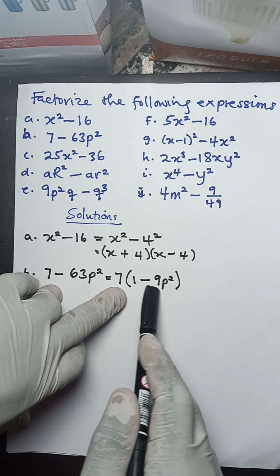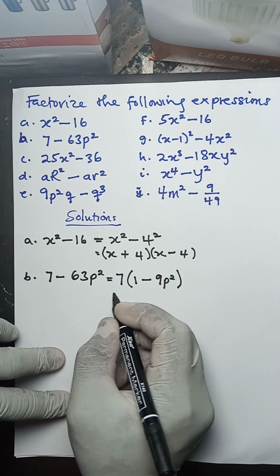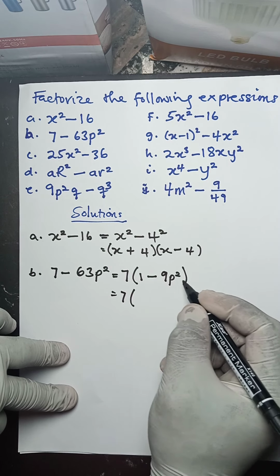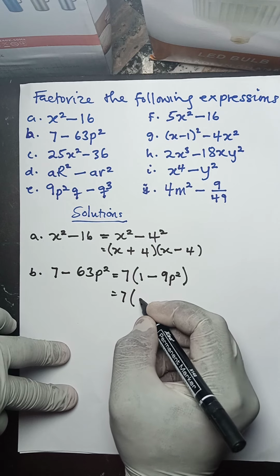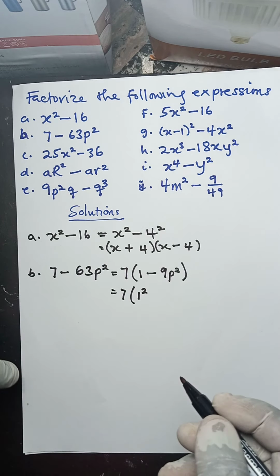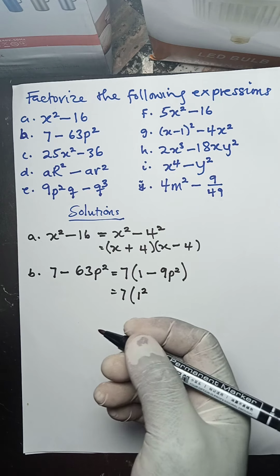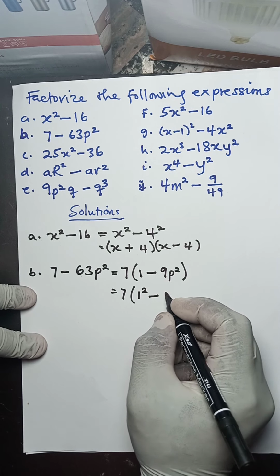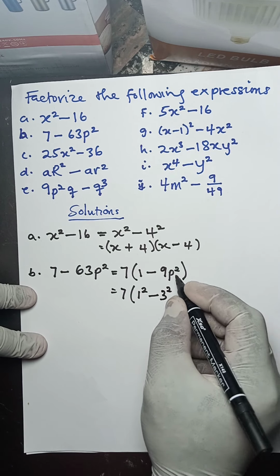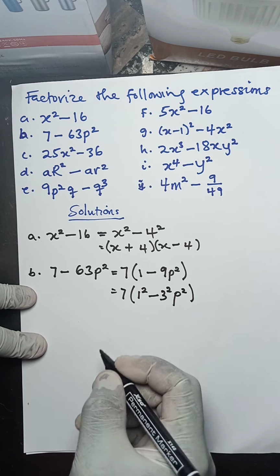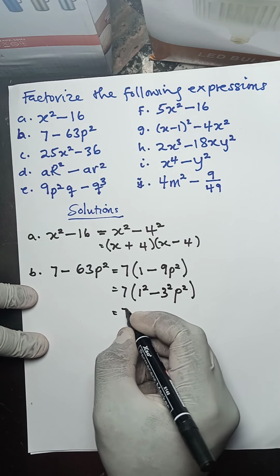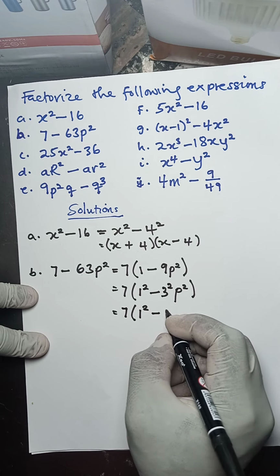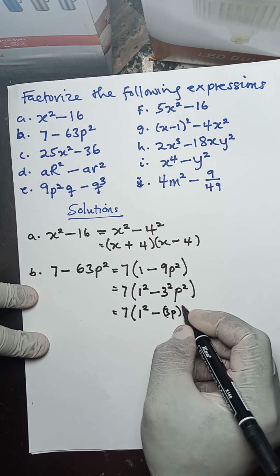We can now use difference of two squares for the inside one. Our 7 is still outside. We need to get a square for this and also get a square for this. We can easily square 1, because 1 itself is a perfect square, and if you square 1, it's still 1. And change the 9 to 3 to the power 2, then we have our p squared. So we have our 7 still outside, 1 squared minus, then we merge this, which gives us 3p squared.